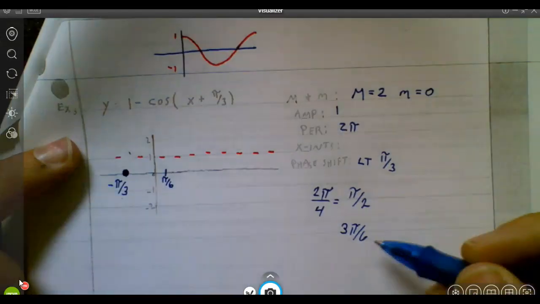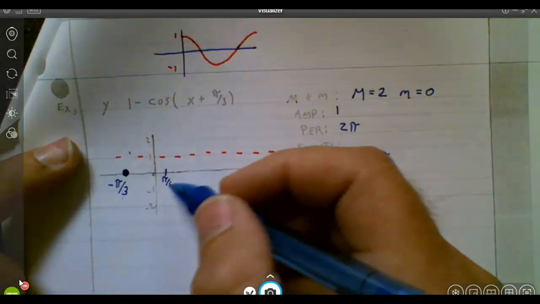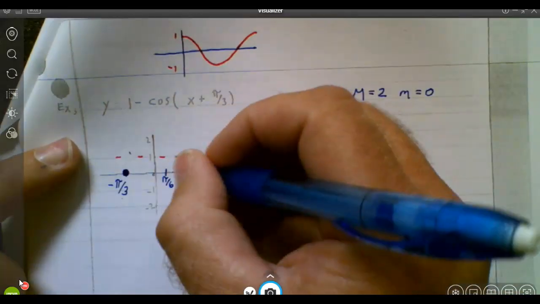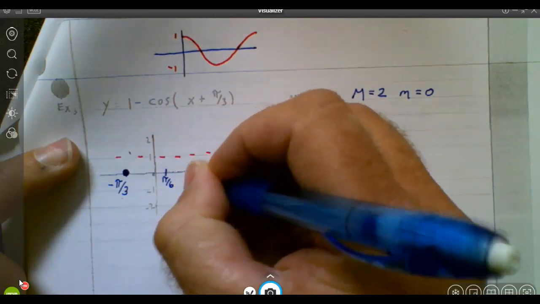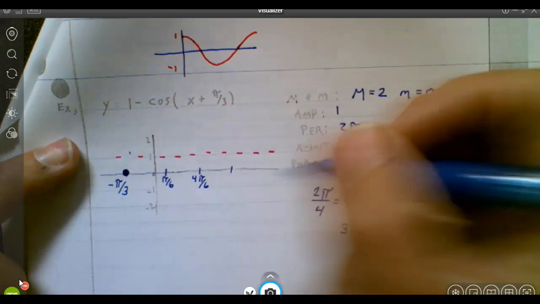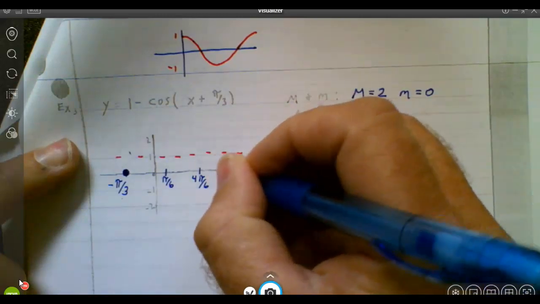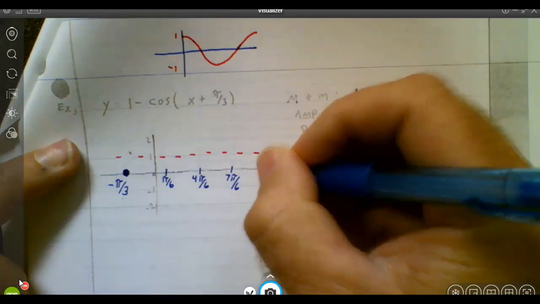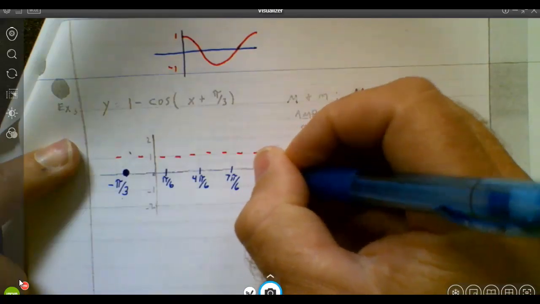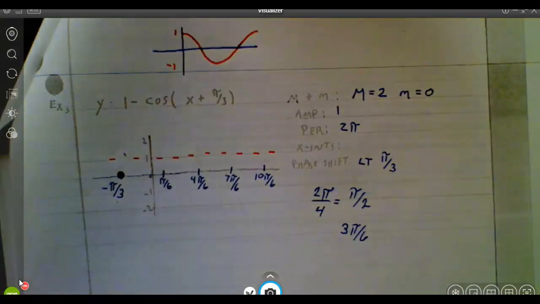And I'm just going to keep adding 3 pi over 6. So if I add 3 pi over 6 to this, I now have 4 pi over 6. Then 7 pi over 6. And 10 pi over 6. And that's enough to give me 1 full period.